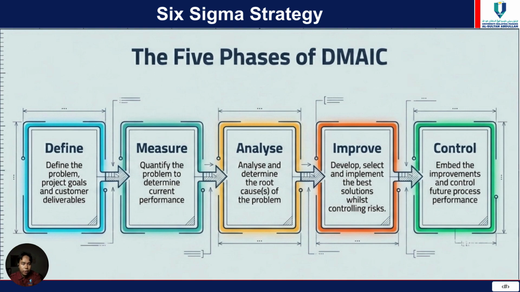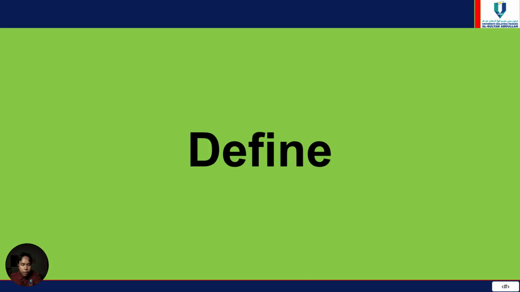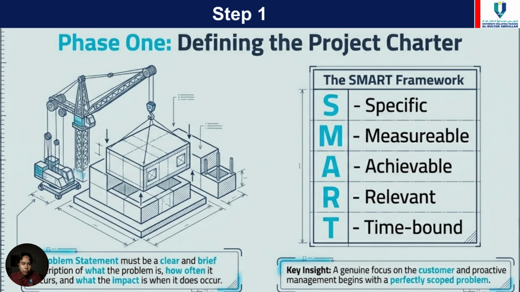So this is the five main phases of DMAIC, which I explained earlier: define, measure, analyze, improve, and control. Now we will go deeper into each phase. So define phase. What is the define phase? The define phase is the first step of Six Sigma, where we define the project charter.